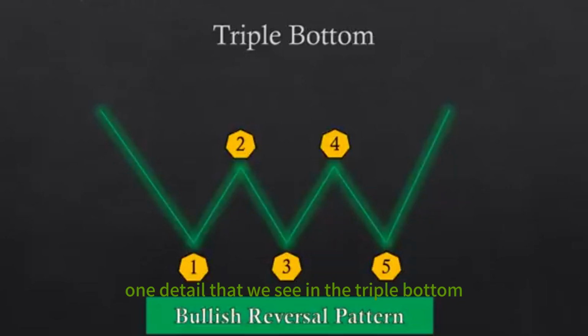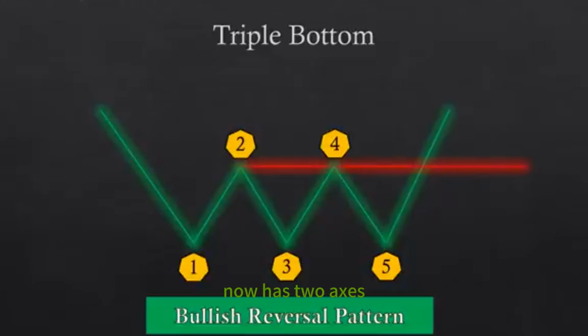One detail that we see in the triple bottom, but we don't see in the double bottom, is the fact that the breakout line or neckline now has 2 axes. So sometimes this line can be sloped instead of horizontal. It all depends on what happens when we connect highs 2 and 4 to form the neckline or breakout line. The way to actually trade the pattern is the same as before.